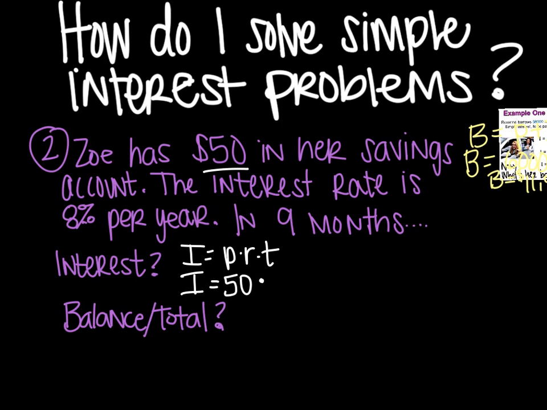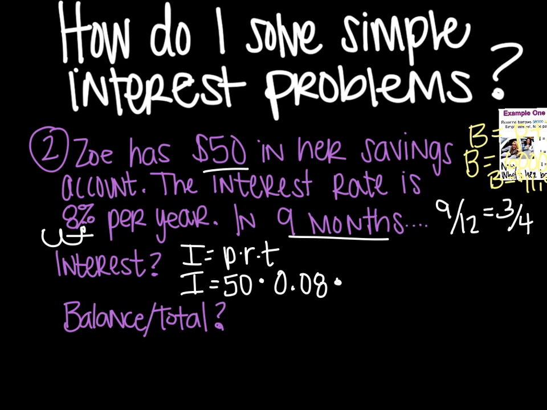Our interest rate, though, was 8% per year. So we have to write that as a decimal. You have to change it. So it's going to be 0.08, and then times the time. And if you remember, time has to be in years for this. So I only have 9 months. So what I need to do is say, well, okay, that's 9 out of a year, which would be 12. 9 out of 12. You can simplify that down by dividing by 3, and you get 3/4. That, you know, is 0.75. Or you could have figured that out if you didn't know it.